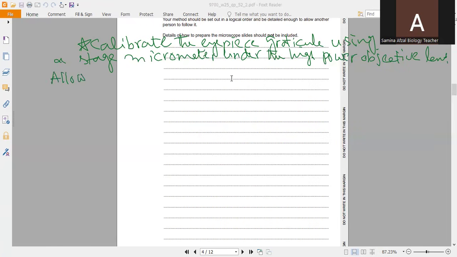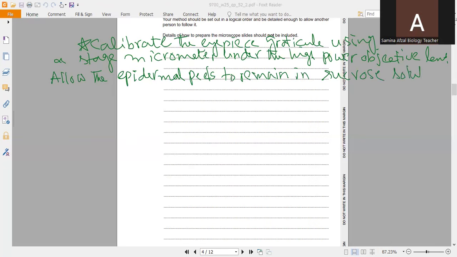Then allow the epidermal peels to remain in sucrose solution for a set period.